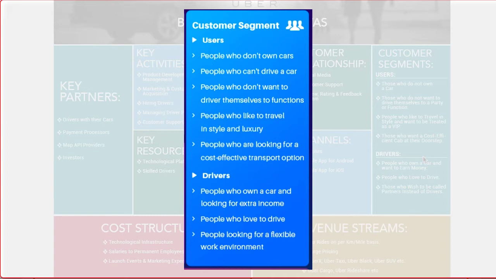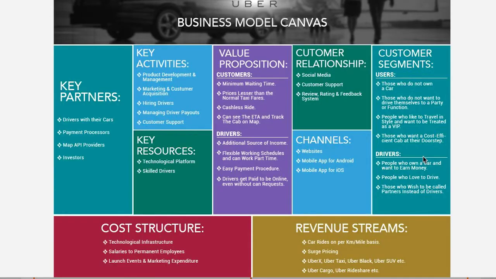So that's the customer segments. These are the people who became customers of Uber very fast. So if you're thinking about your customer segments, pick a really strong niche like that, who are really willing to buy your product as soon as they see it. And then comes the driver.